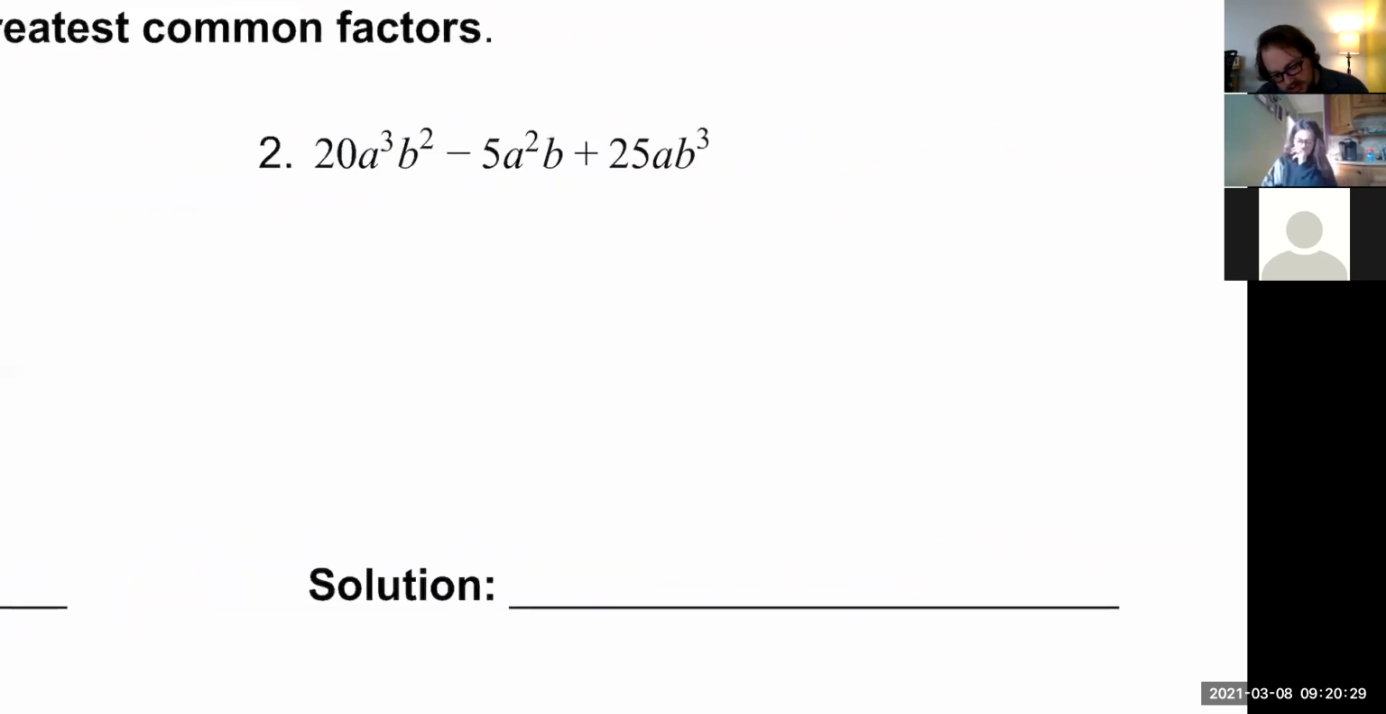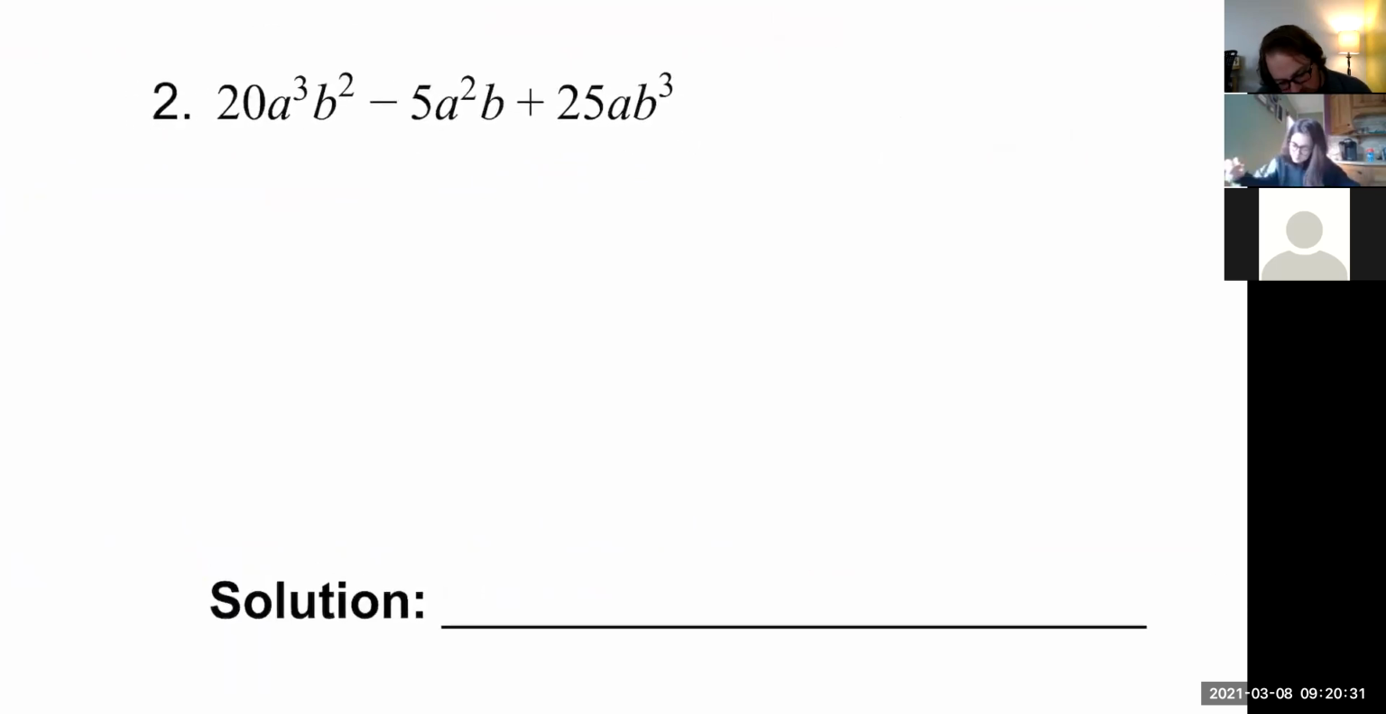Number 2, a little bit busier. We now have a trinomial, so we have 3 terms to satisfy. But I would suggest, again, instead of trying to do it all at once, just look at similar pieces. And I always like to start with the coefficients. So I see a 20, a 5, and a 25. So they would have a greatest common factor of 5. Can't be any larger than 5 because 5 is 5's greatest factor. It's a weird sentence to say.